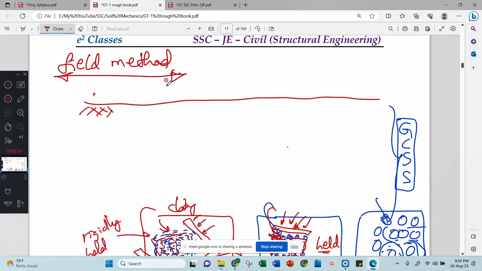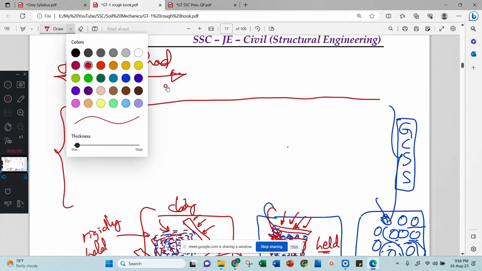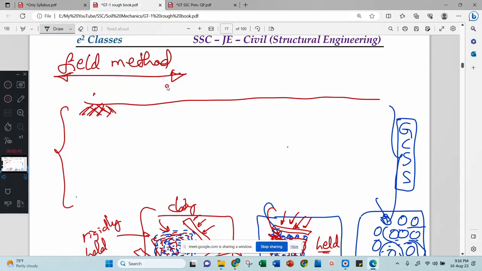Now come back here. This is your soil. This is your ground level. In this ground level and in this soil, you don't know which soil is here. Gravel, clay, silt, sand. Which one is there here? We don't know. Based on that, we have four terms.